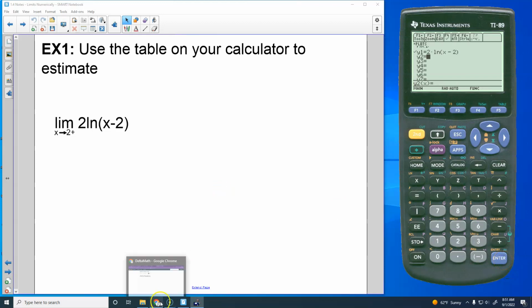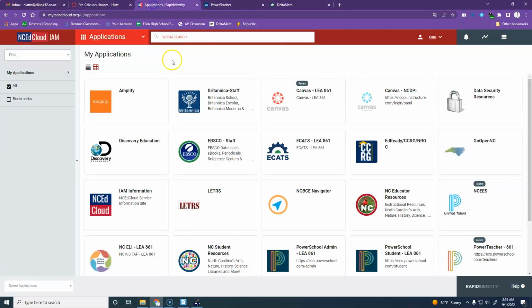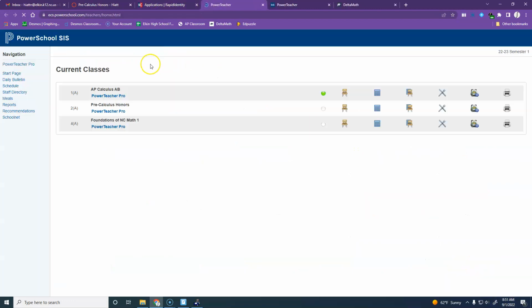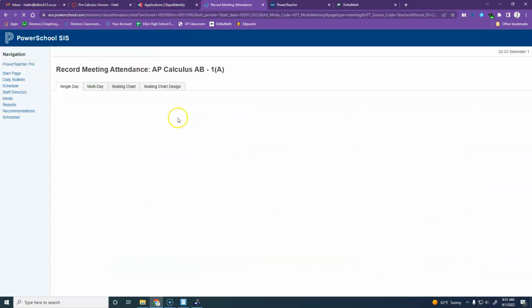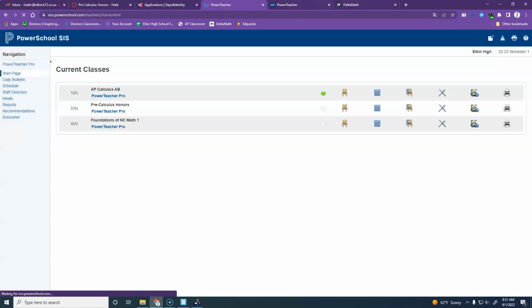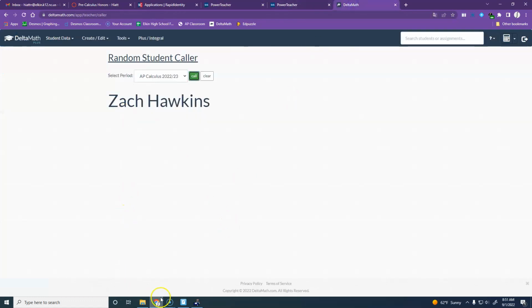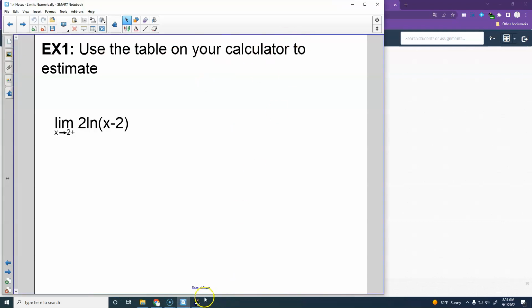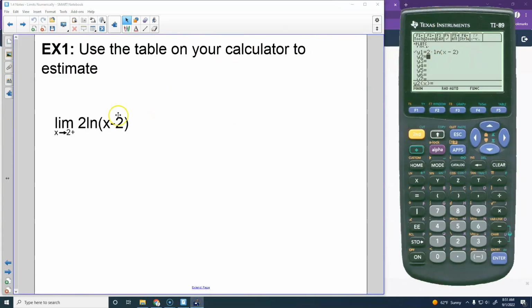Enter. Did I ever fix attendance so that Connor was just tardy and not absent? Yes. All right. Oops, I didn't do that.